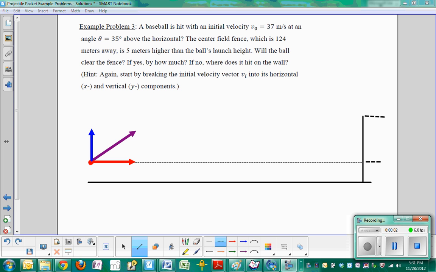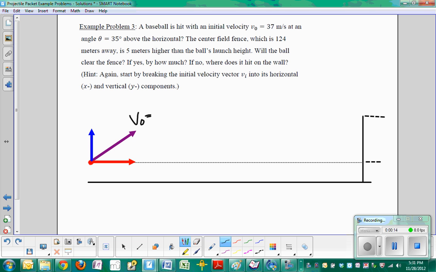Example problem number 3. Looks like a hits the wall problem. This is the first of our 2 hits the wall problems. This one's about a baseball hit. We're given an initial velocity v naught, which is equal to 37 meters per second. Angle theta is equal to 35 degrees.